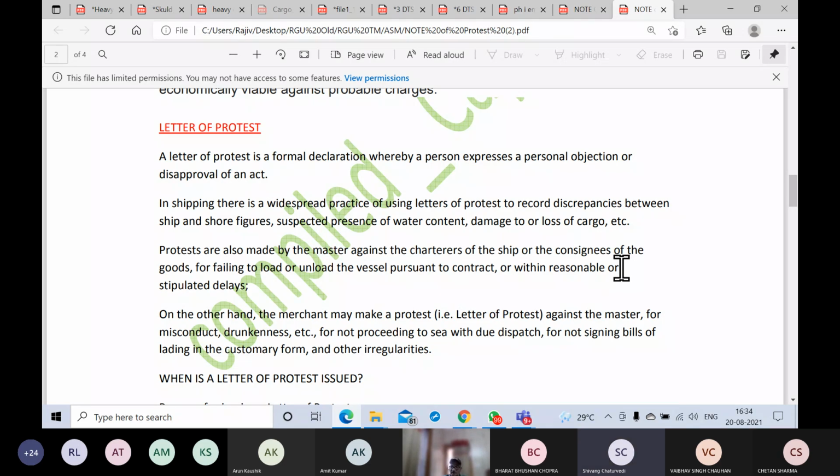Well, you will be surprised. There are many ports, many charterers, many shippers, many receivers who go by shore figures, even though a draft survey is done. This is also a fact.